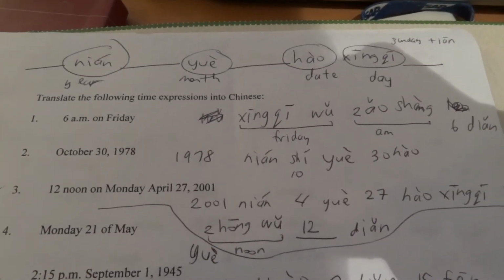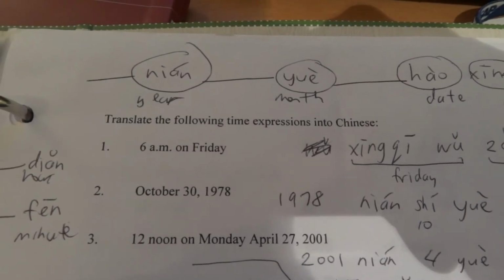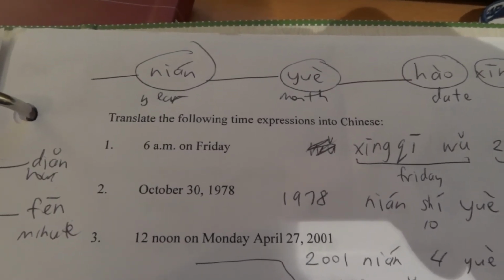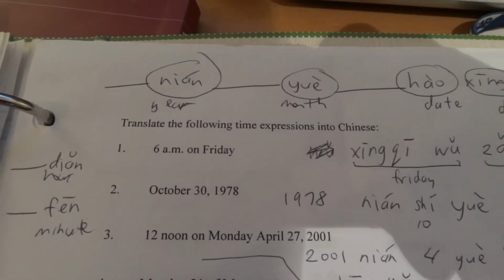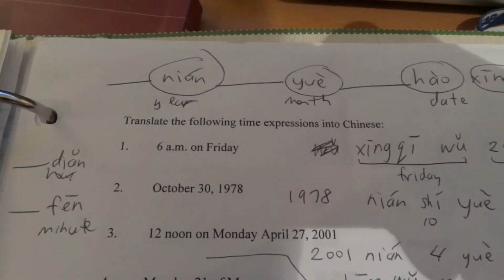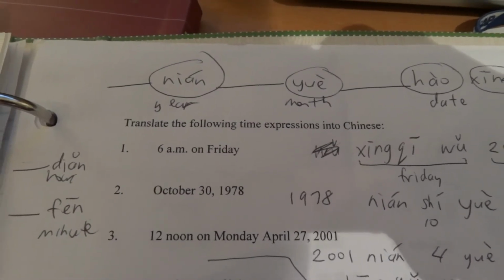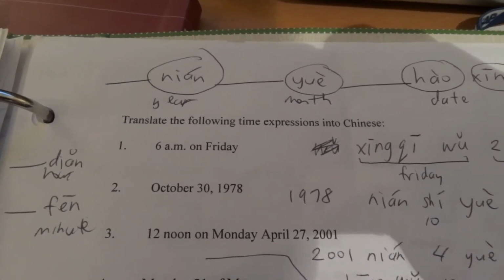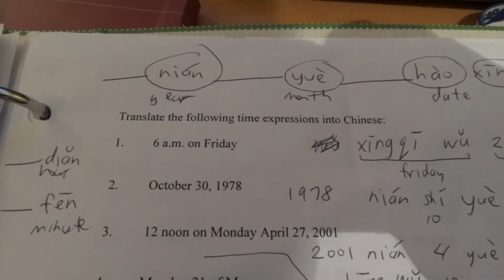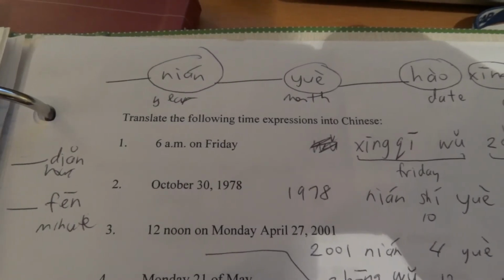So here we go. There are some translations for time. And the main things to remember are, to say the year, it is 年. For month is 月. So year is 年, month is 月. I don't know if this one's this way. 年, 月. That might be wrong. That's my best guess.